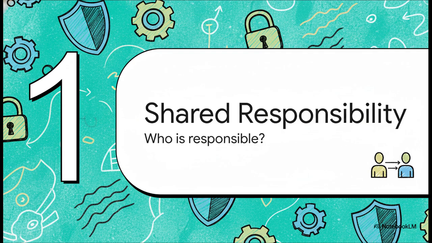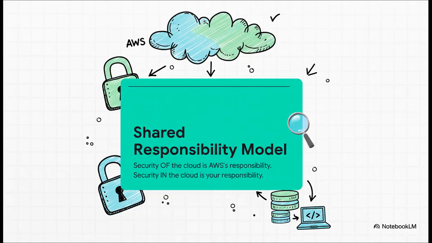Okay, so to really get a grip on security for any service on AWS, and that definitely includes Amazon Q, we have to start with this foundational concept that honestly governs everything. It's called the shared responsibility model. It sounds complicated, but it's a pretty simple and really powerful idea. It's usually explained with an analogy, which I think helps a lot.